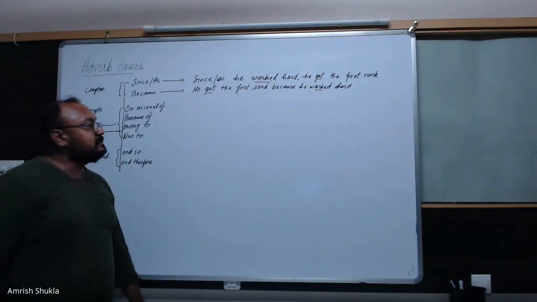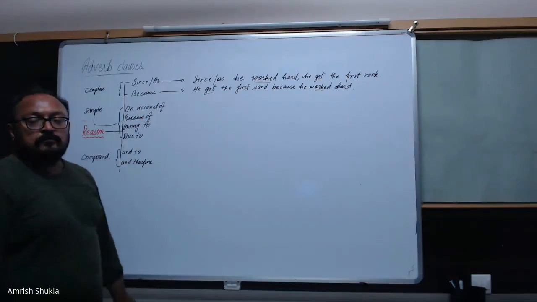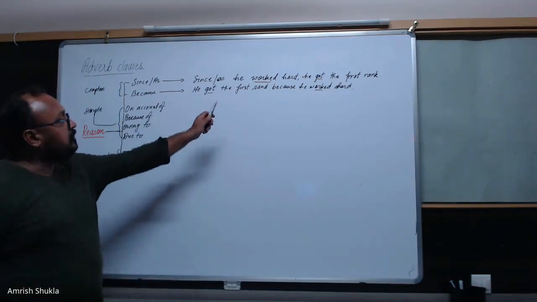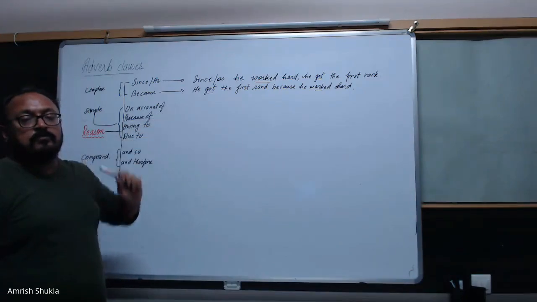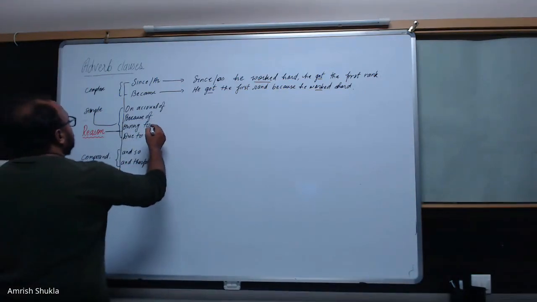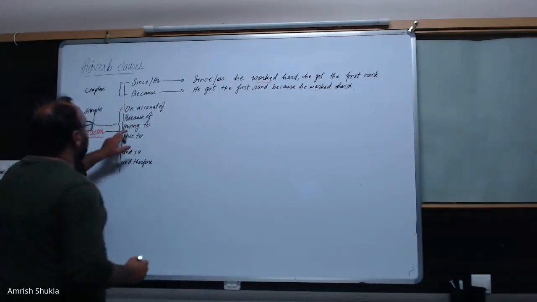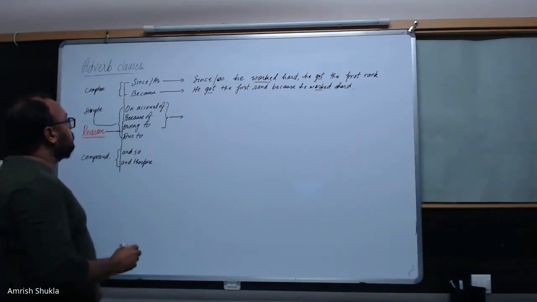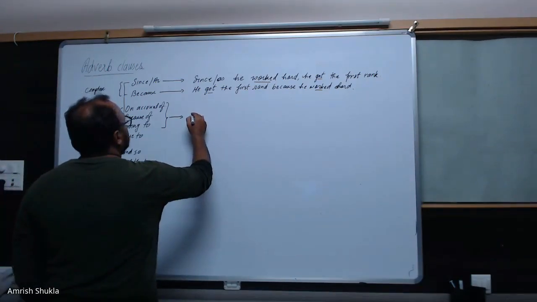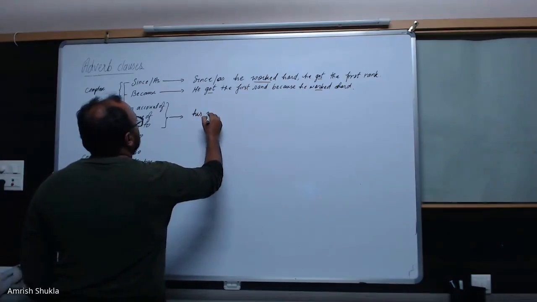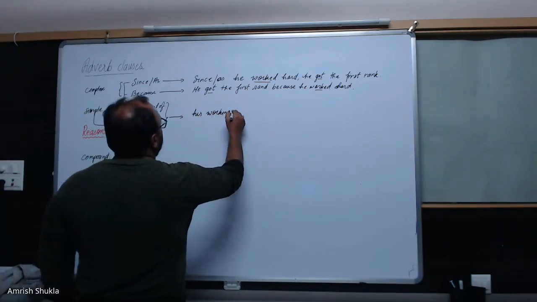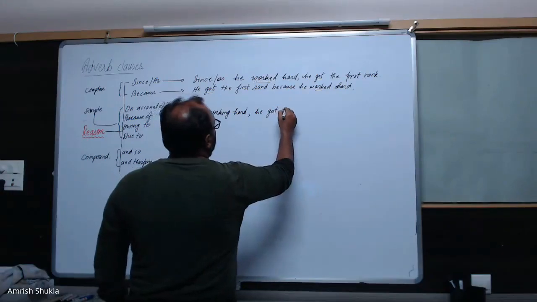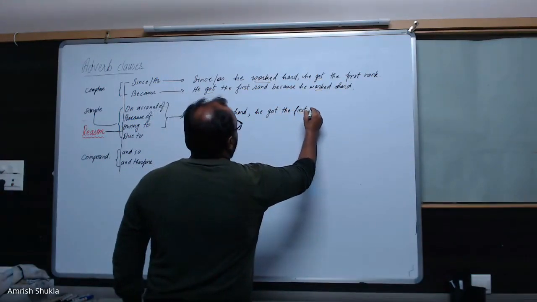If we use on account of, because of, owing to and due to, then it becomes a simple sentence. In a simple sentence, there should be only one verb. So either worked, we have to change it into a non-verb, or got. Let us see how we do it. The rule for on account of, owing to, because of is the same. For these, we can write the same sentence: on account of, because of, owing to working hard, he got the first rank.